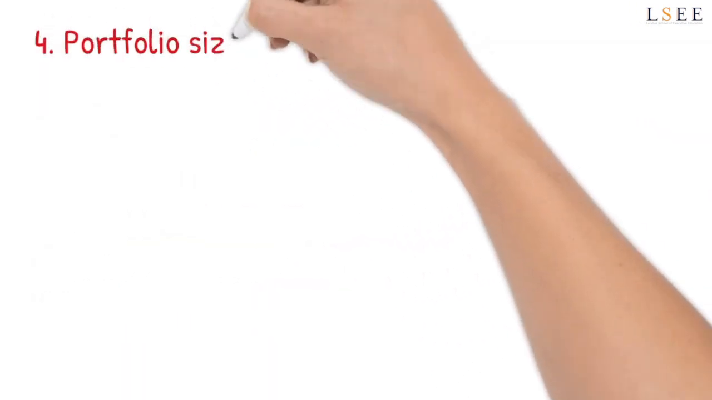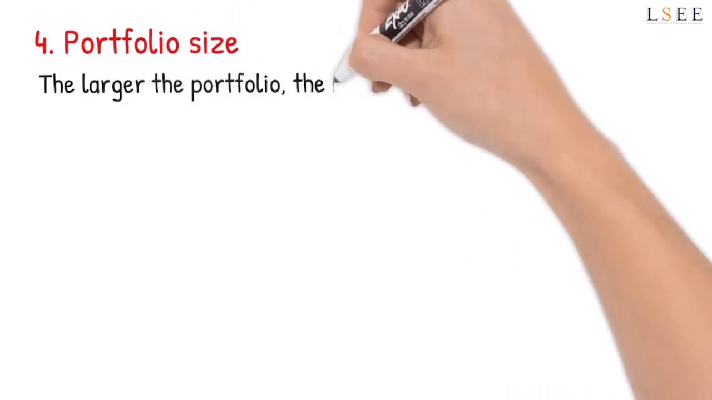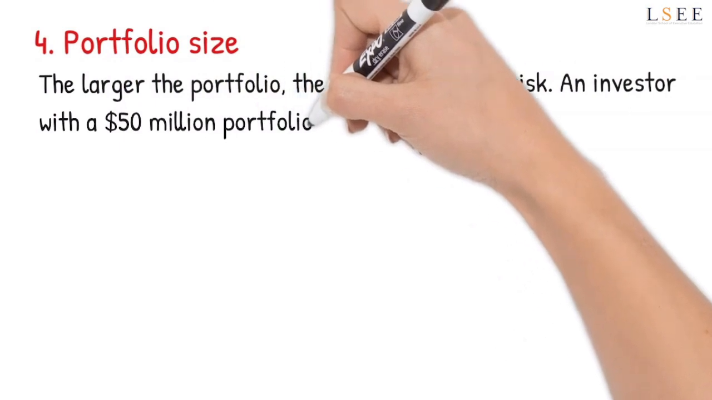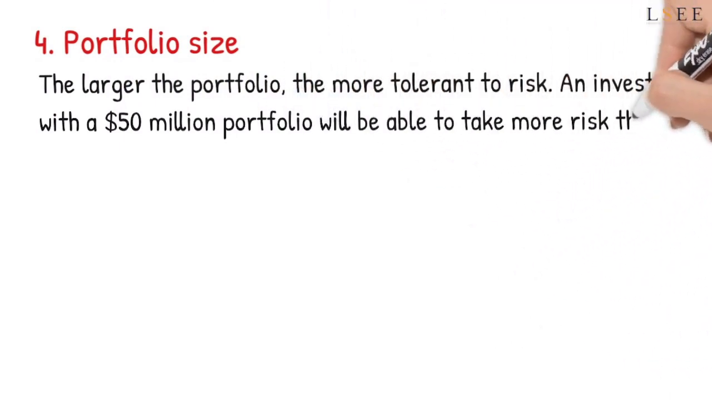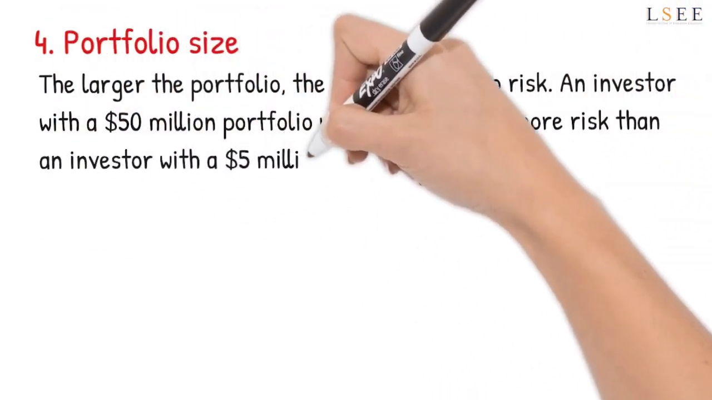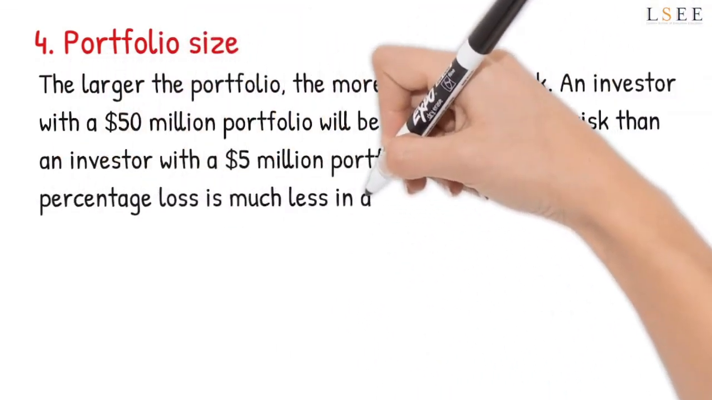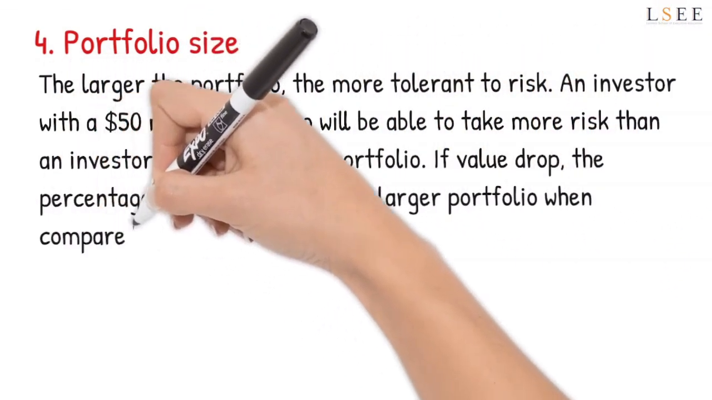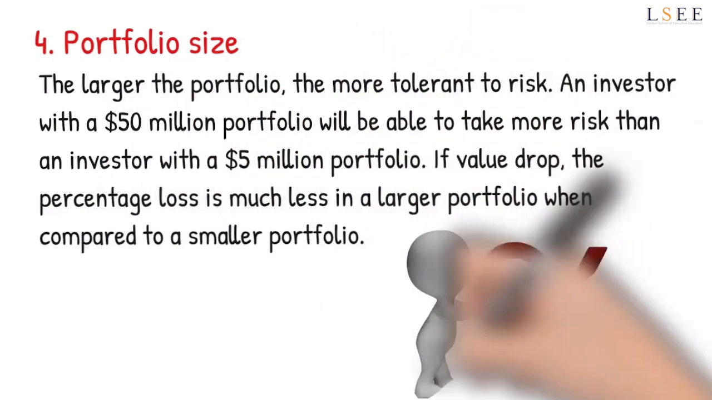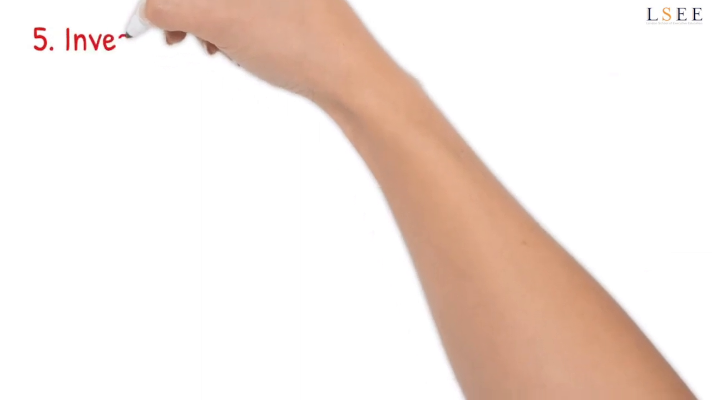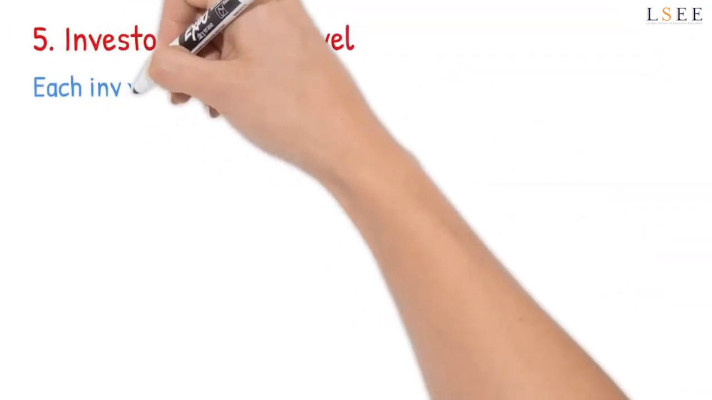4. Portfolio size. The larger the portfolio, the more tolerant to risk. An investor with a $50 million portfolio will be able to take more risk than an investor with a $5 million portfolio. If value drops, the percentage loss is much less in a larger portfolio when compared to a smaller portfolio.